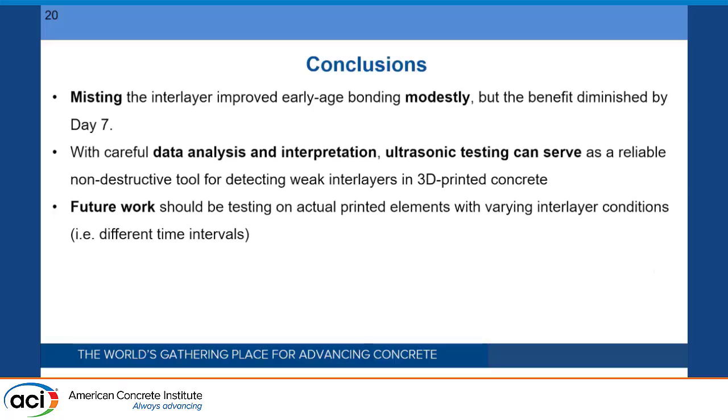And for future work, we want to repeat the process on specimens that were printed through the 3D printing process that contain multiple horizontal and vertical interlayers. And also, we want to work on changing the interlayer condition, for example, playing with the open time, decreasing it or increasing it, or improving the bond, for example, using bonding agents between layers.